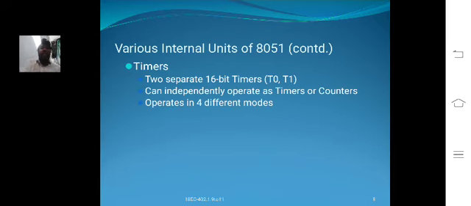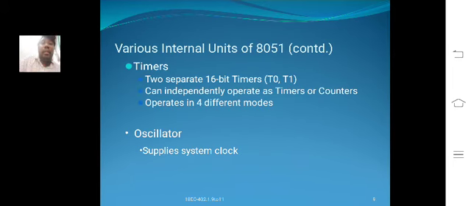And timers. The two separate 16-bit timers, timer 0 and timer 1, can independently operate as timers or counters and operate in 4 different modes.